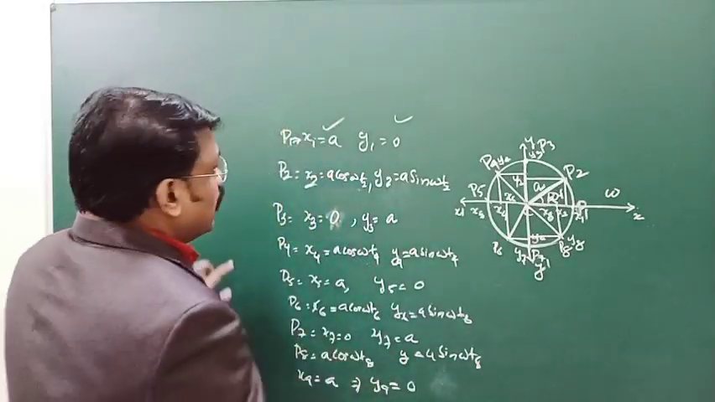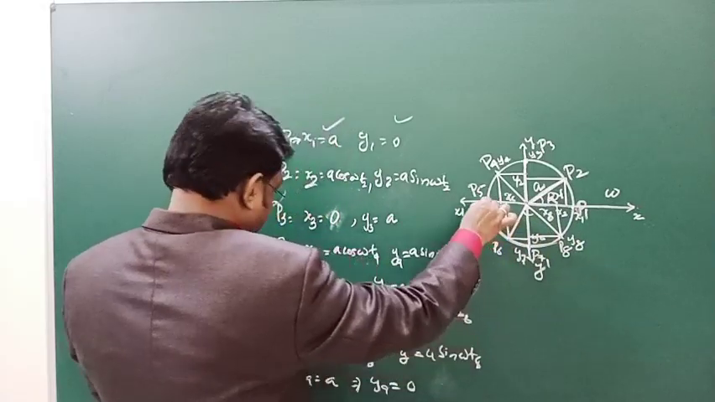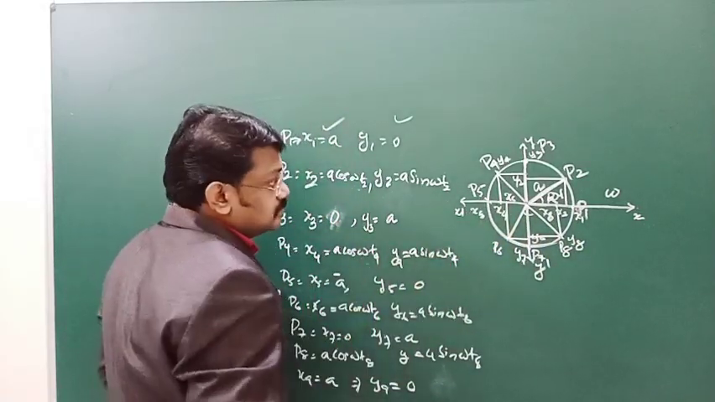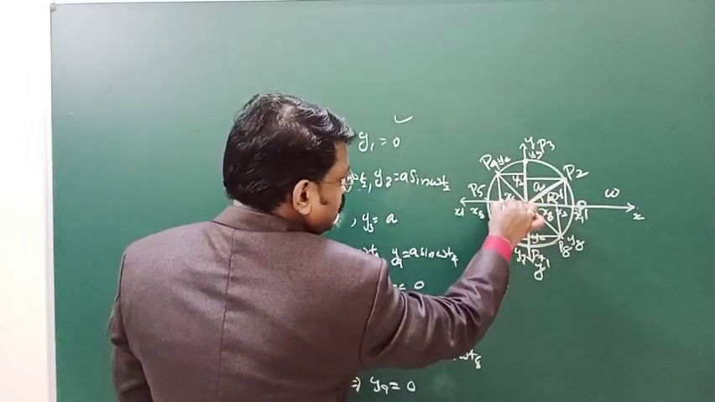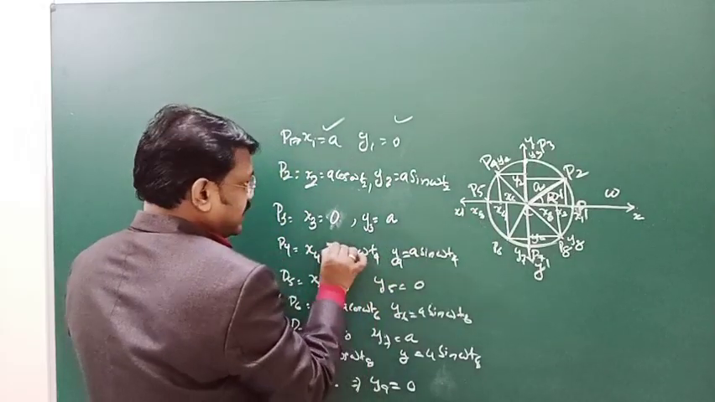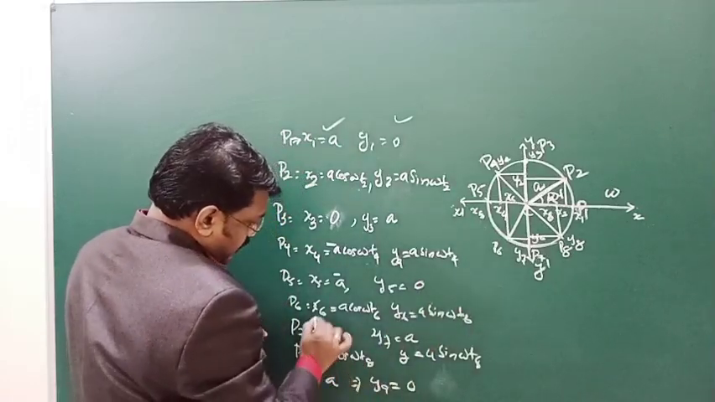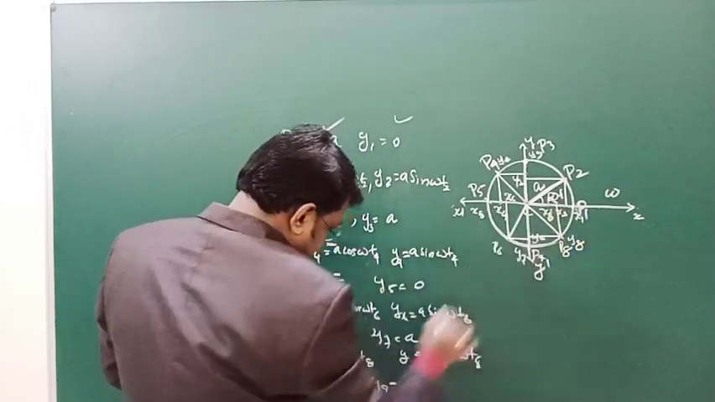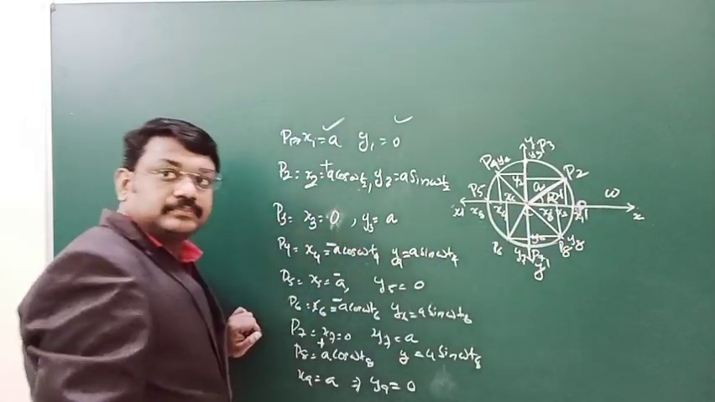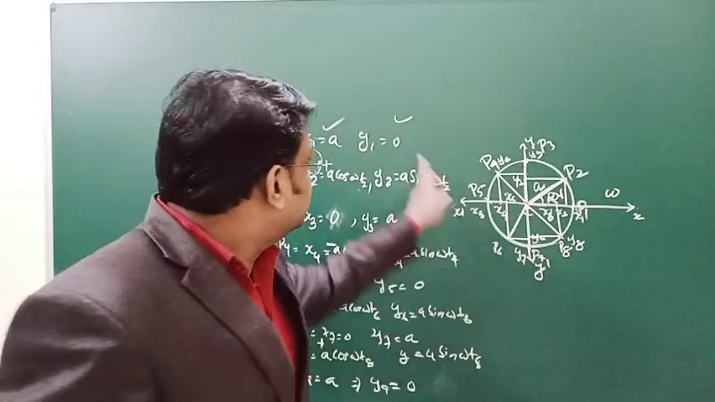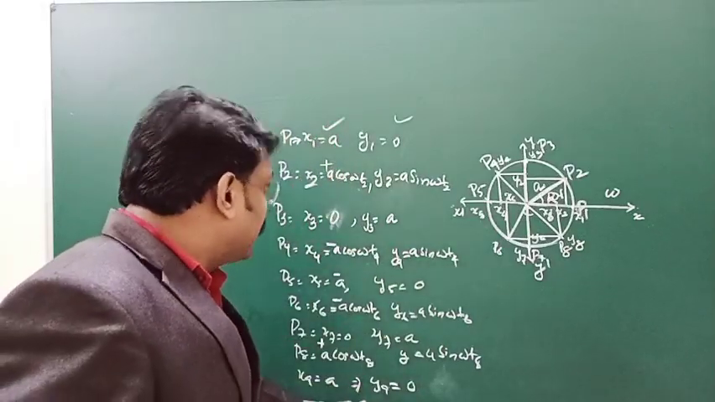Now at this point P1, x is positive and at P5, x is negative. x4 is also negative, towards the left of the origin, and x6 is also negative. Then x8 is positive and P2 is also positive. Similarly, you can have the same argument for y also. So you are focusing on x only now.